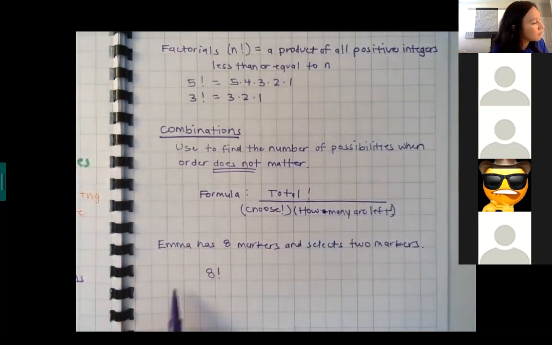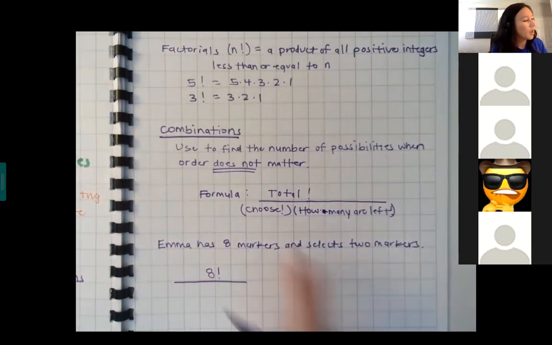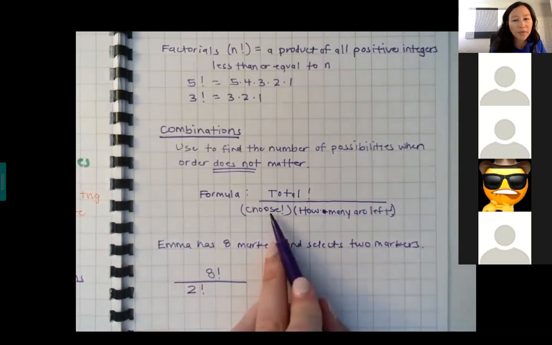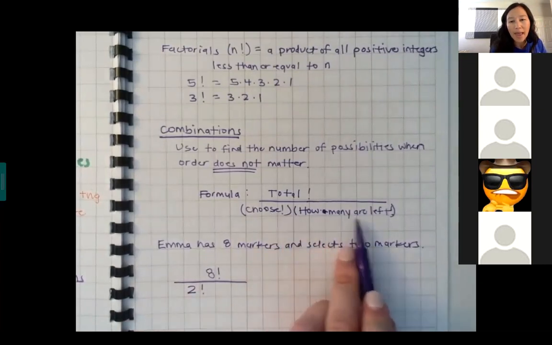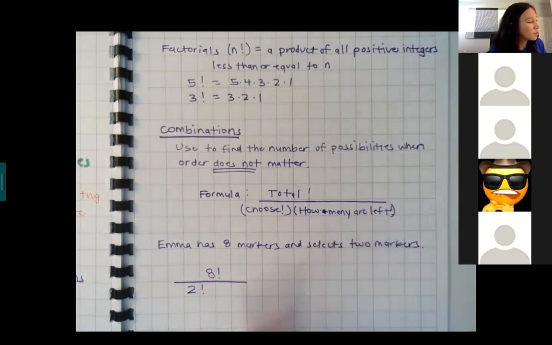So we're going to do 8 factorial on the top. How many is she choosing? She's choosing 2 markers. So we do 2 factorial. And then we have to multiply that by how many markers are left. She picks 2 markers, she's going to have 6 markers left. So we do 6 factorial. Any questions how I got 8 factorial divided by 2 factorial times 6 factorial?